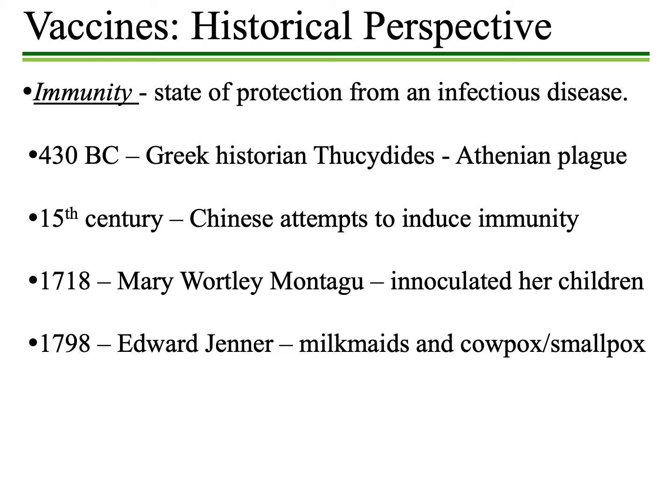In 1718, we have the work, or we should say the documentation, of Mary Wortley Montagu. She was the wife of a British ambassador to Turkey, and she witnessed this variolation technique being used by the Turkish people to protect individuals from getting smallpox. And this was the first documentation of Western examples of individuals having been treated with this technique. Basically, she had her children treated with the variolation technique in hopes of preventing them from getting smallpox.